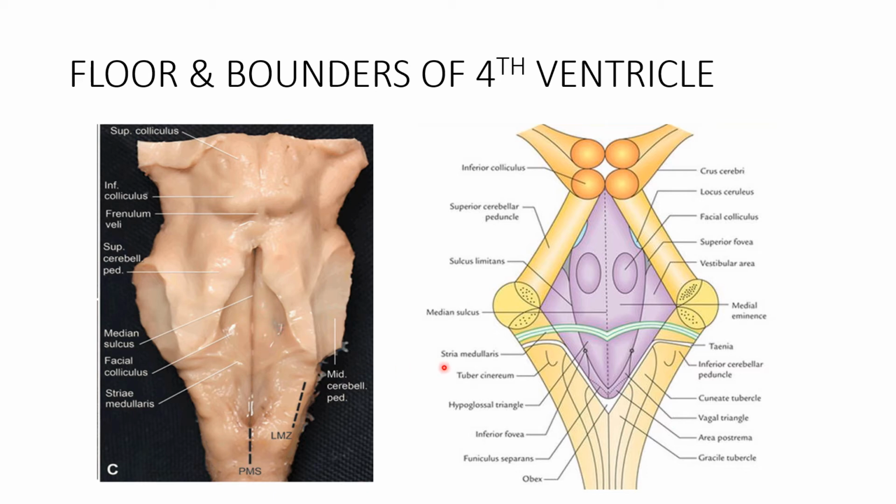Now the upper end of the sulcus limitans, we can see over here, is a depression. This is called the superior fovea. Above the superior fovea, the sulcus limitans flattens out and presents a bluish gray colored area here on each side. You can appreciate the bluish colored area over here, which is the locus ceruleus.